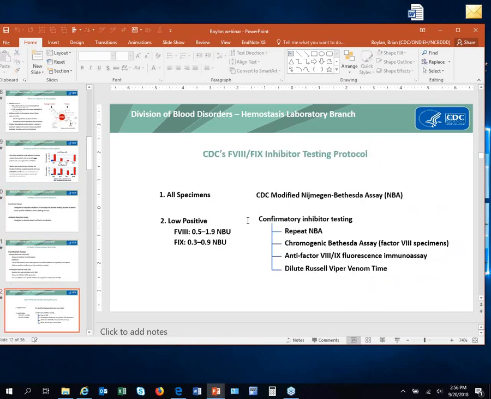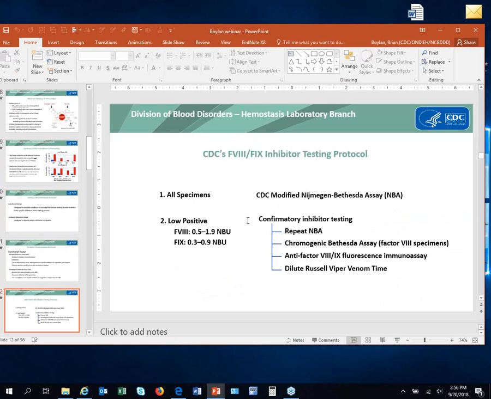Sure. The question is saying that they do a different type of screen initially. Yes, there's not more specifics than that, but they say they do an inhibitor screen initially. I might assume, but it would be an assumption, that there's some kind of initial screen, and then they subject positive samples for NBA.